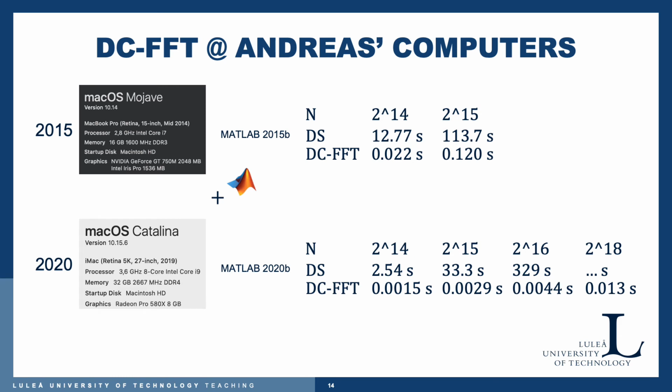Now, just for fun, I actually made a similar comparison myself on my MacBook in 2015. I bought it new then. It was running Mac OS Mojave, and it's a pretty nice spec on that machine. It was a 2.8 gigahertz Intel Core i7 processor, and 16 gigabytes of RAM, and I ran MATLAB 2015B on it and obtained these times.